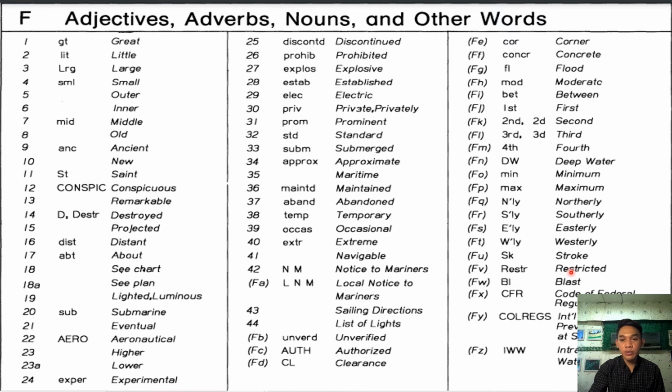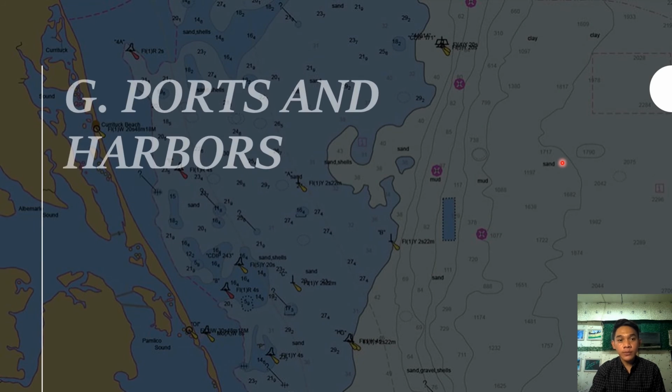SK is for stroke. RSTR is for restricted. BL is for blast. CFR is for Code of Federal Regulations. Colregs is international regulations for preventing collisions at sea. And IWW is for intracoastal waterway. Okay, so next is part G, which are ports and harbors.